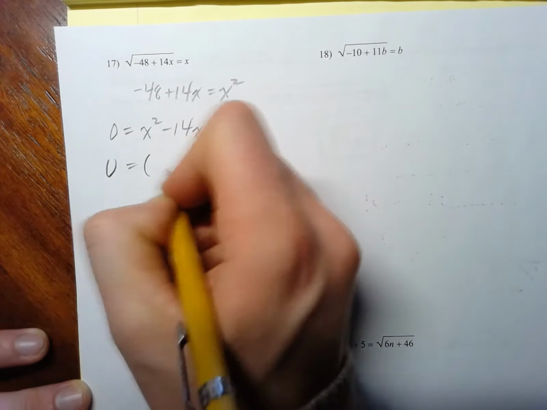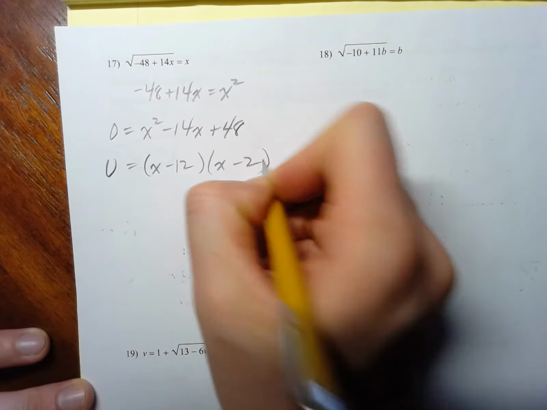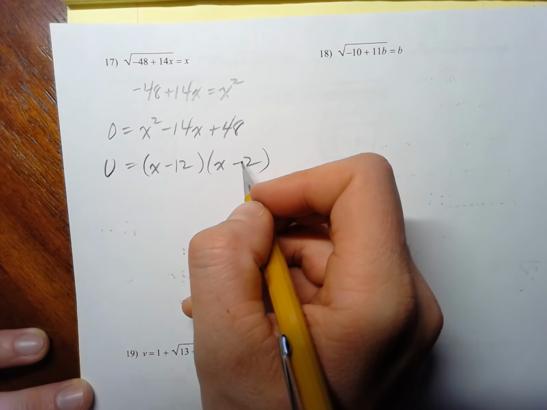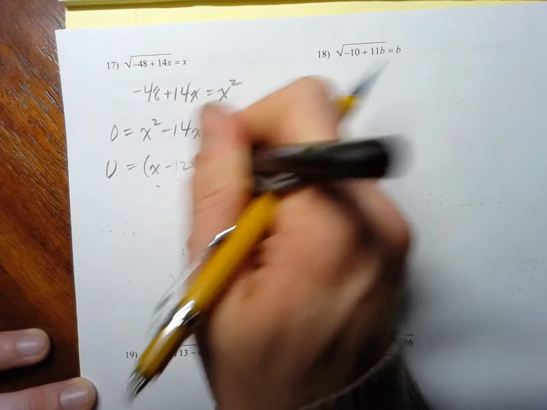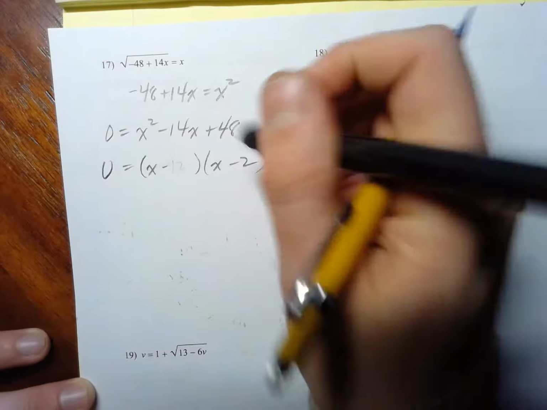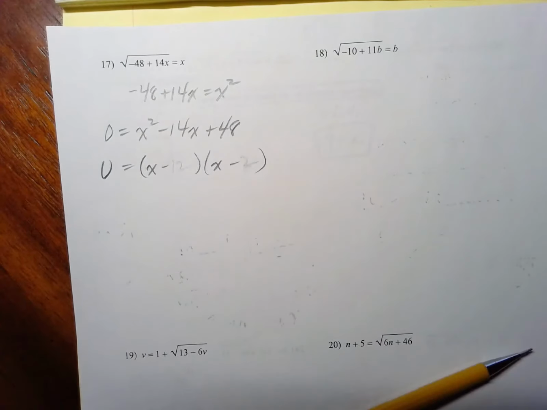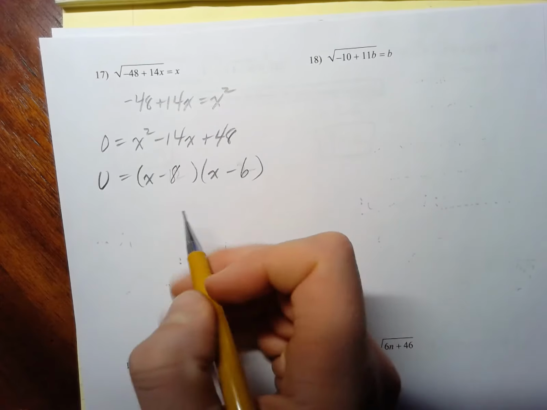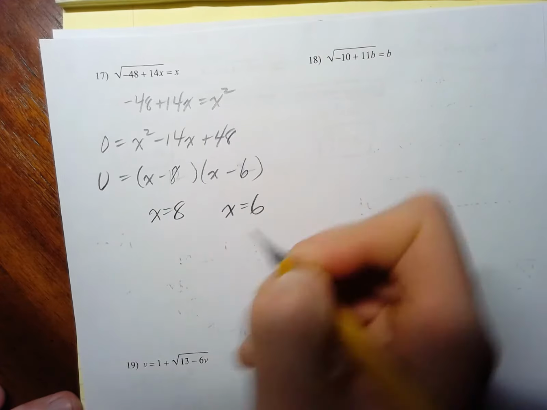So I've got, what have I got here? I've got negative 12 and negative 2. Those are going to give me, no, actually, no, not 12 and 2. See, even math teachers mess up on factors occasionally. What are two numbers that multiply to give me 48? 8 and 6. Oh, of course. Minus 8 and minus 6. Okay. So this is going to give us x is 8. This is going to give us x is 6.